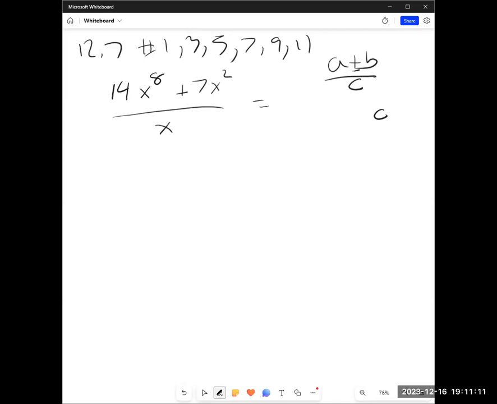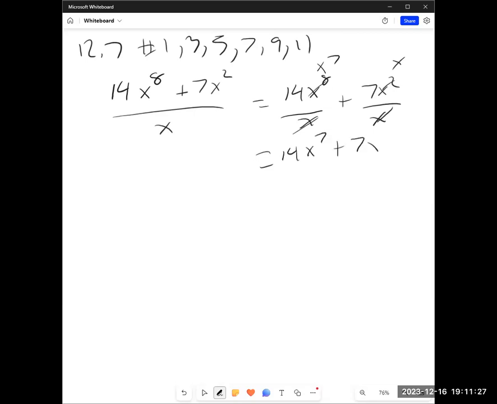So I'm going to split this as 14x to the 8th over x plus 7x to the 2nd over x. And we're going to simplify each part here. This is going to be 14x to the 7th plus 7x. And that's it. That's my quotient. I didn't have to do any long division.